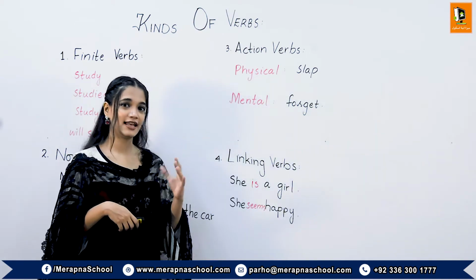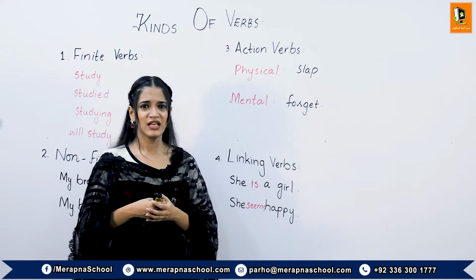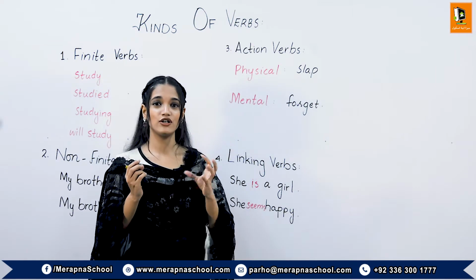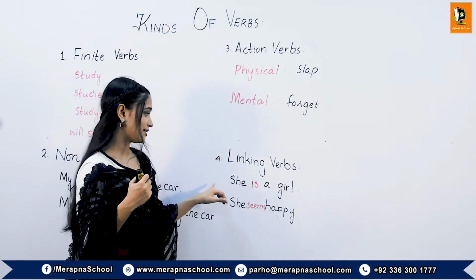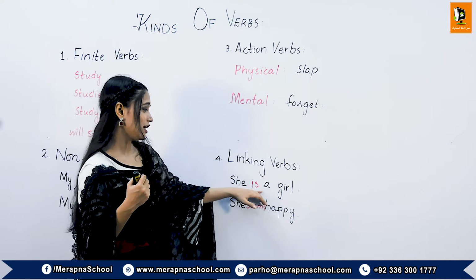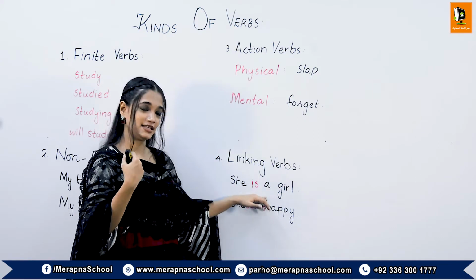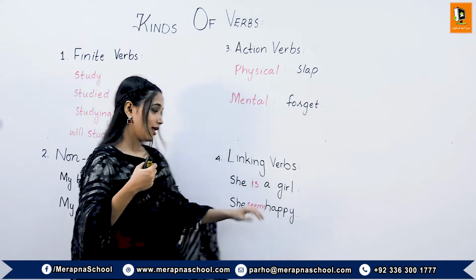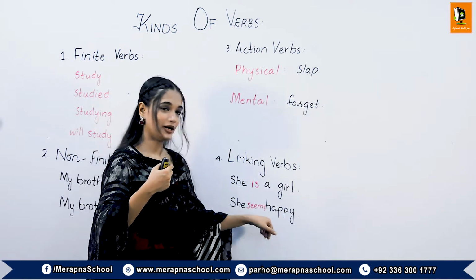Now moving on to the next kind of verb, the linking verbs. Linking verbs do not show any actions. They link or join parts of the sentence. Like in this sentence, she is a girl. In the sentence, is is linking the noun to the sentence. She seems happy. Seems is linking the noun with the adjective.